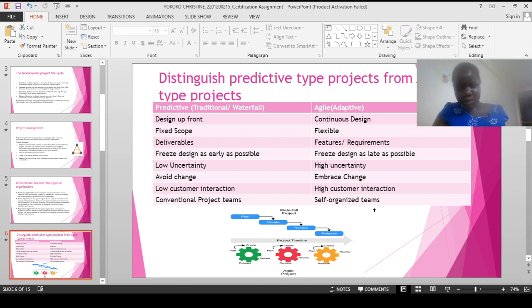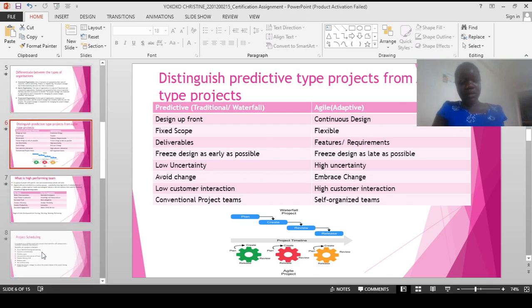self-organized teams. As shown in this diagram, you can see the waterfall. It begins from up, it is moving down. And then for the agile, it is like a kind of a circle, in a way that when one circle is complete, it moves to the next. It moves in this manner. So that is for the agile.